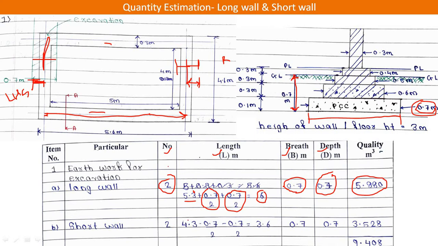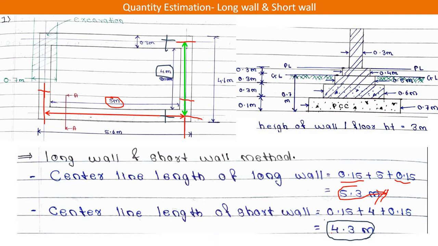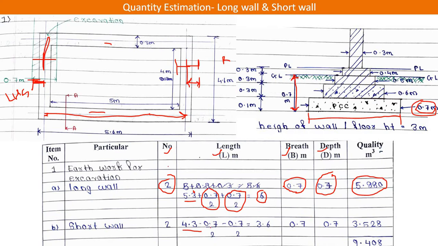Similarly for the short wall, there are two numbers of short wall. So the number will be 2, then 4.3 is the center line of the short wall, as we have calculated from here. So 4.3 comes from here. Similarly the foundation width is 0.7. So 0.7 by 2 plus 4.3 plus 0.7 by 2 will come as 6.3 meters.